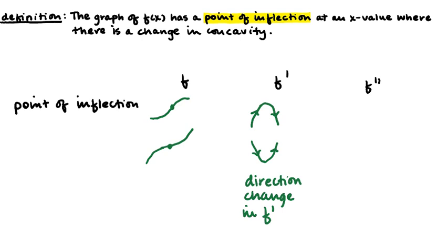Okay. What about f double prime? What's going to be changing when we change concavity for f double prime? Yeah, it's going to cross the x-axis. There's going to be a sign change. There's a bunch of different ways to say that. Okay, so I'll call it a sign change.